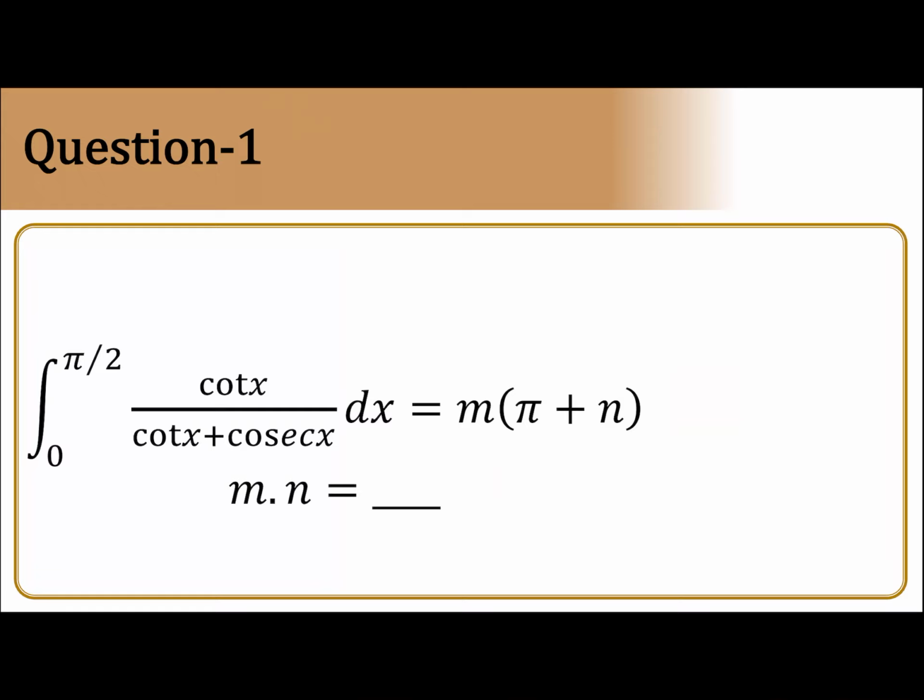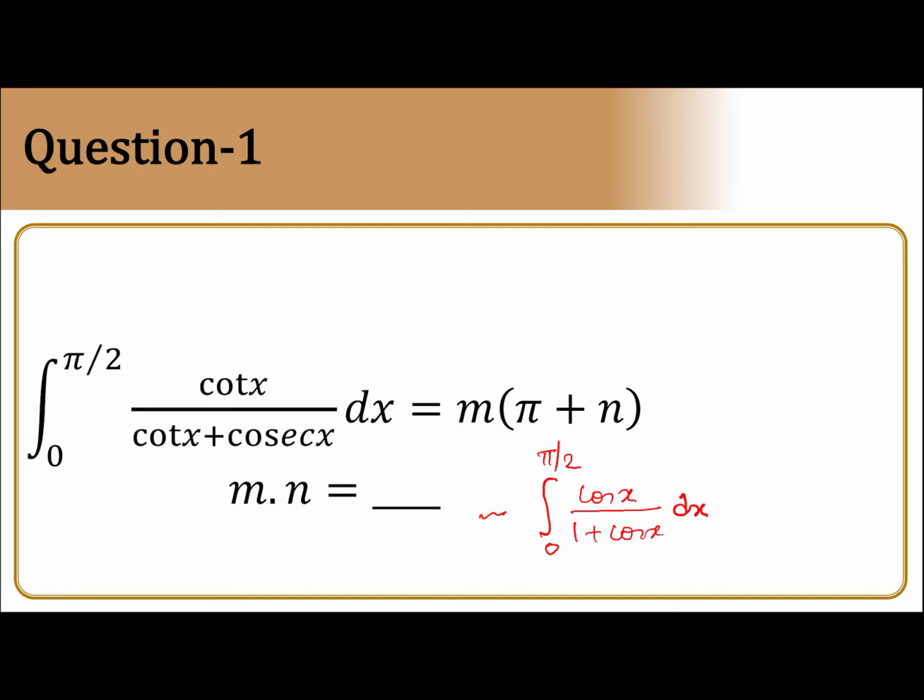Simply from this problem, it clearly suggests that you have to convert into sine and cos. So if we convert into sine and cos, this becomes the integral from 0 to pi by 2 of cos x by 1 plus cos x dx. Next up, what we do is we rationalize it.